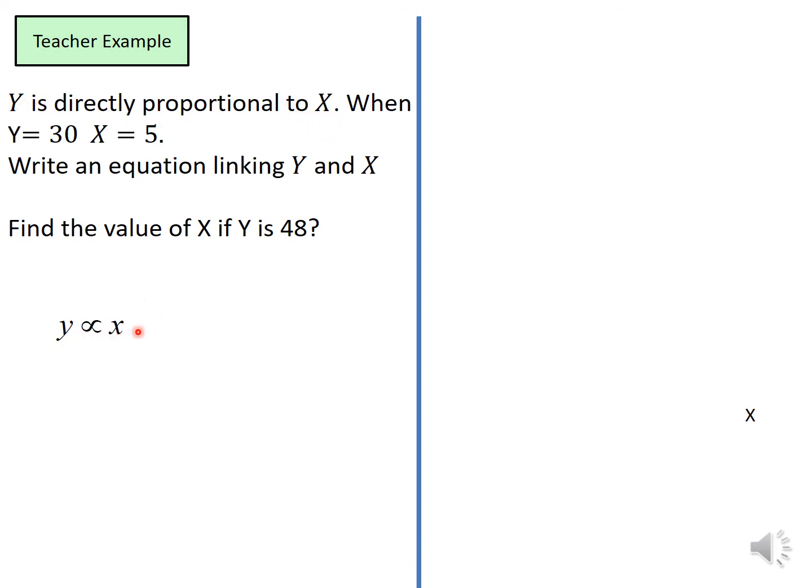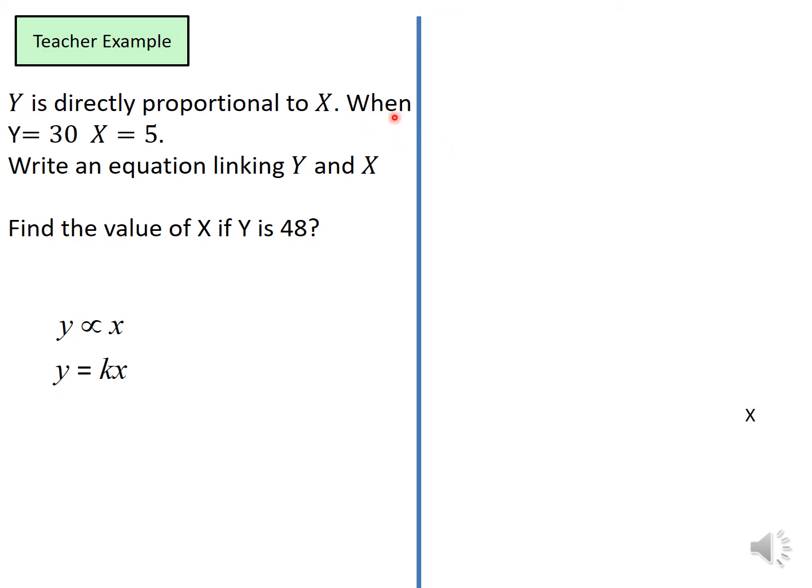And remember what we said, this sign doesn't really make sense, so we have to turn it into something mathematical that we can solve. So we turn it into this. Instead of that sign, we put equal and k. So that part is exactly the same as this part, which describes y is directly proportional to x.